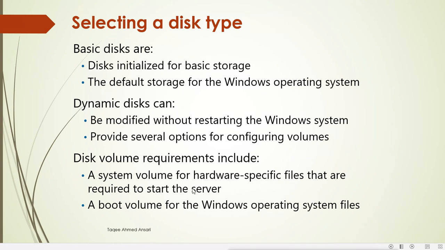So we need a volume, or a partition, to have an operating system, and we also have to have a volume or partition for hardware specific files, that is, we can say boot files. So when we install the operating system, we get these two types of partitions, or volumes, by default. One for the operating system and one for the hardware specific bootable files. So when we install the operating system, by default it creates these disk volumes.